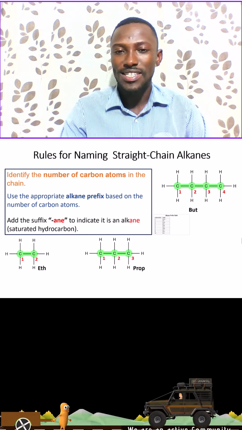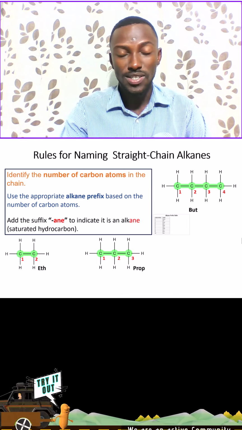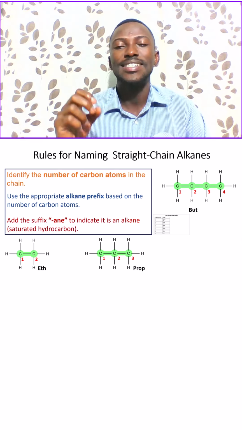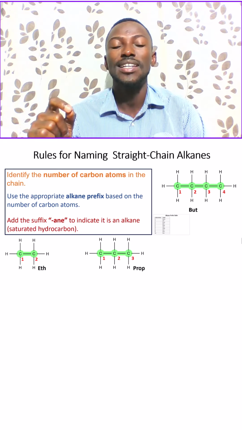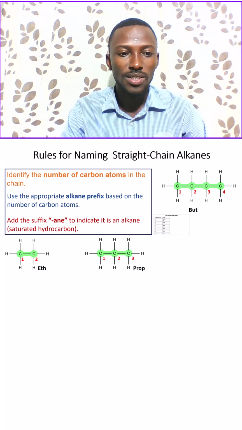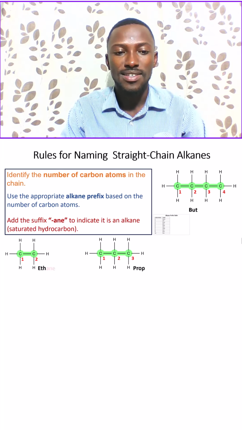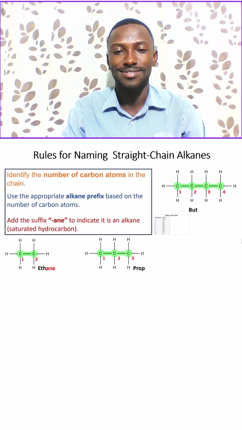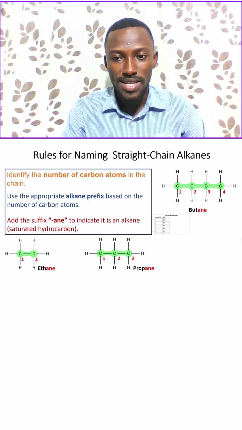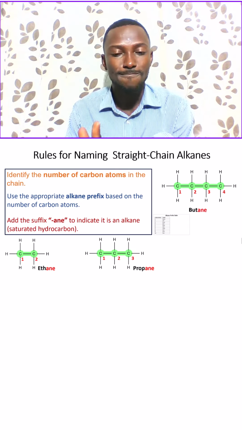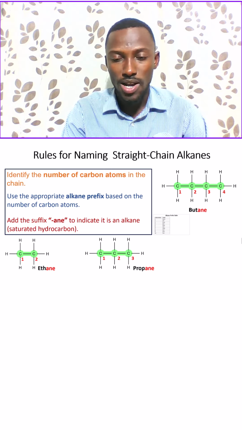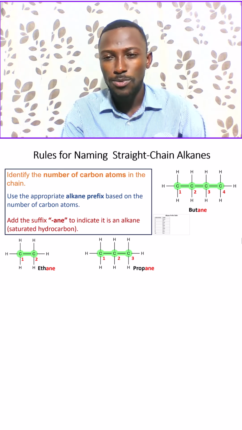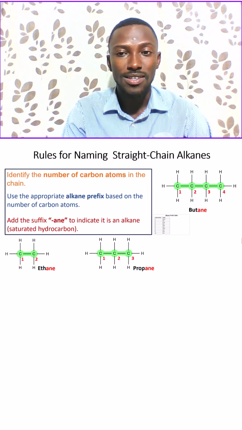Now the next recommendation for naming the straight-chain alkane is to add the suffix ANE to indicate it is an alkane. So let's go. We have ETH. If we add ANE, it becomes ethane. Then the next one becomes propane, and the last one becomes butane. So these are the examples you have on the screen. All these are saturated hydrocarbons. So the name of an organic compound helps you know whether it's an alkane or any other group.